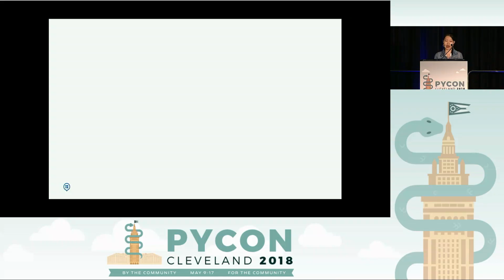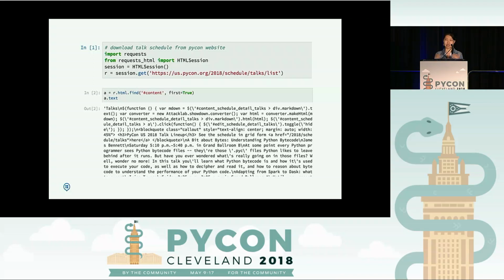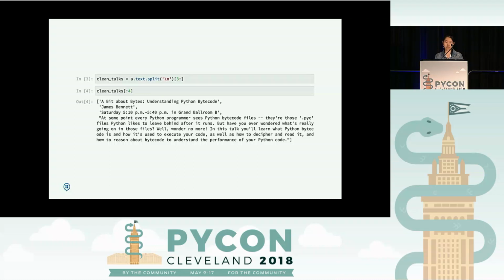I pulled all the talks from the PyCon website as an HTML blob. And this blob contains information about all the talks, who the speakers are, where the talks are located. This is essentially the extract portion of the data pipeline. I pass this information into an array.